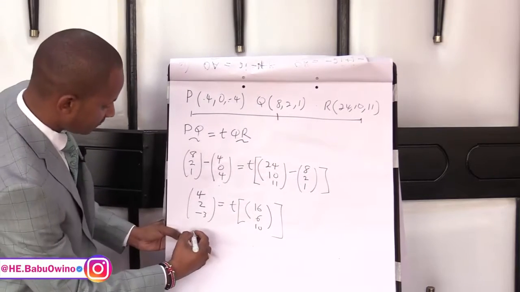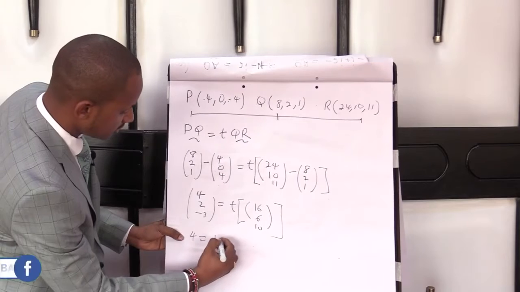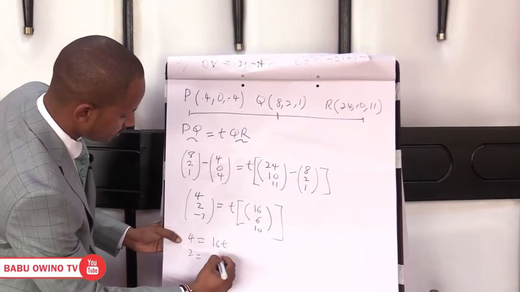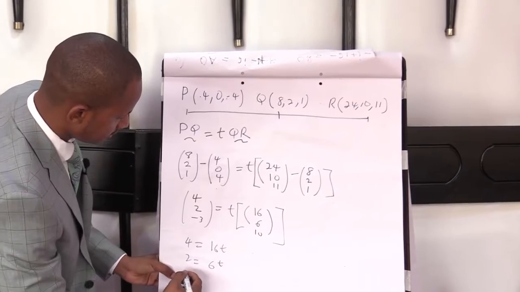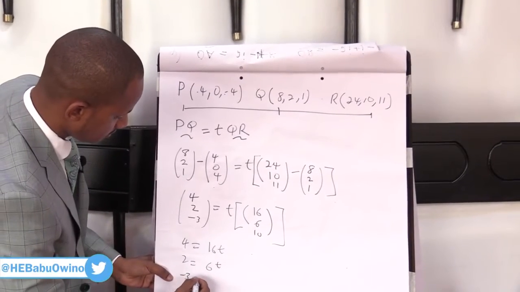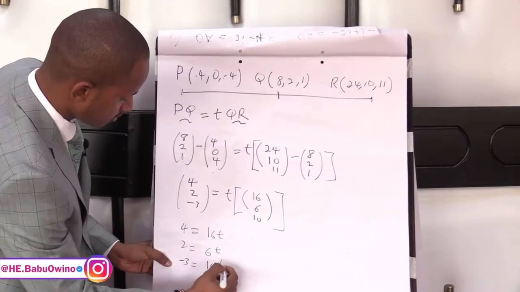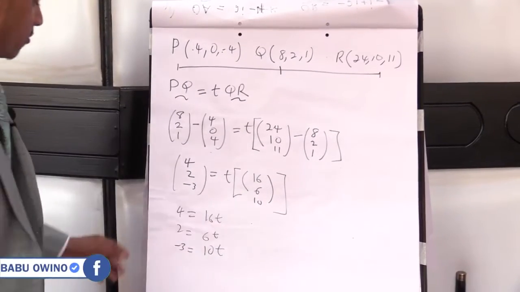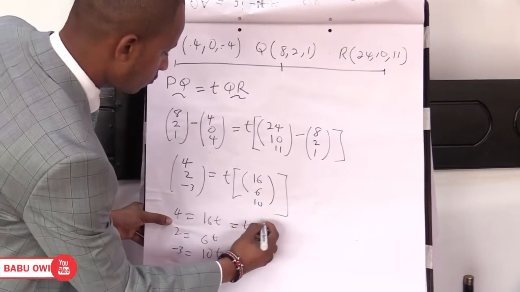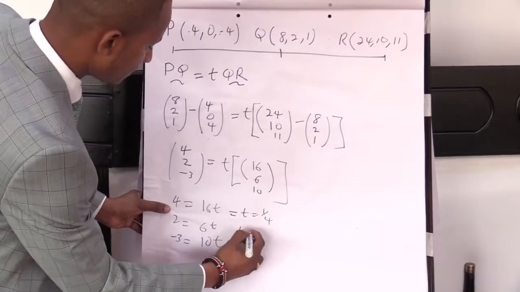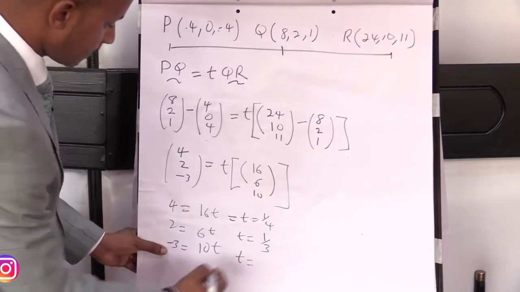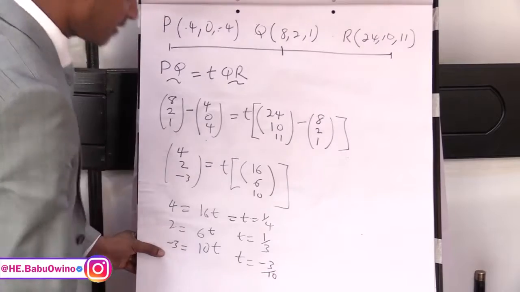So open this further. 4 equals 16t, 2 equals 8t, and 5 equals 10t. So here when you open up, t is a quarter, while t here is a third, while t here is minus 3 over 10.